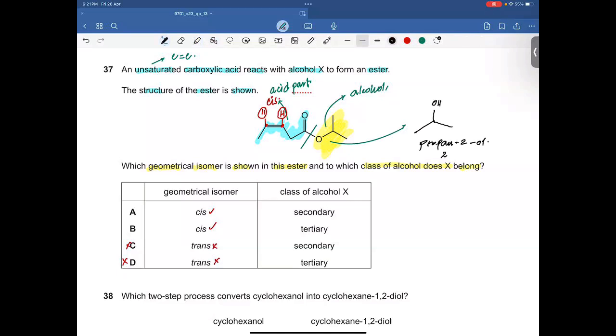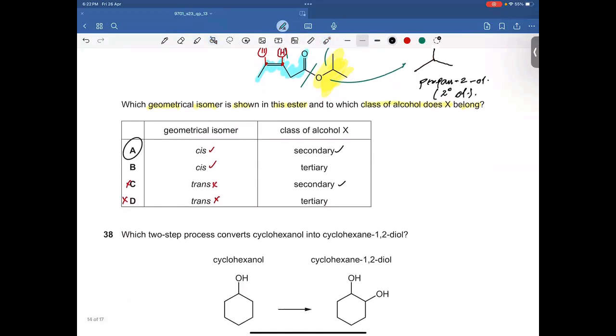Basically, it is 2-degree alcohol, also called secondary alcohol, because OH is attached to carbon, and this carbon has only one hydrogen, which means it is secondary alcohol. So secondary alcohol could be this, secondary alcohol could be this. So right answer is going to be Na. Okay.